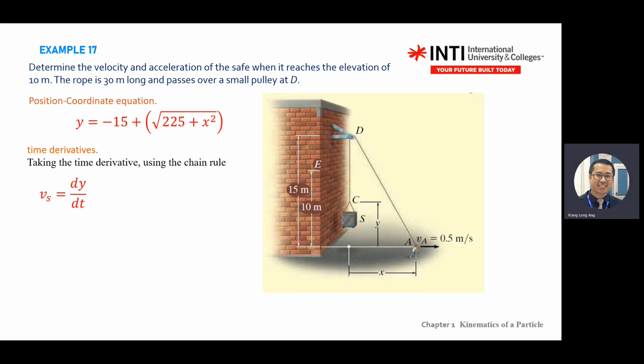Right? But in this equation, you don't have t. You only have y and x. So you need to use the chain rule. What do I mean by the chain rule? This is the chain rule. You need to split dy/dt into dy/dx multiplied by dx/dt.